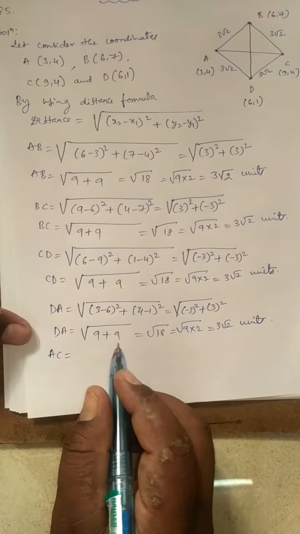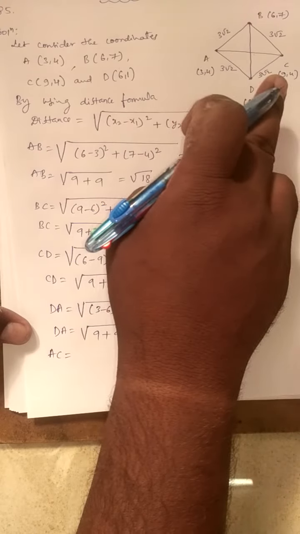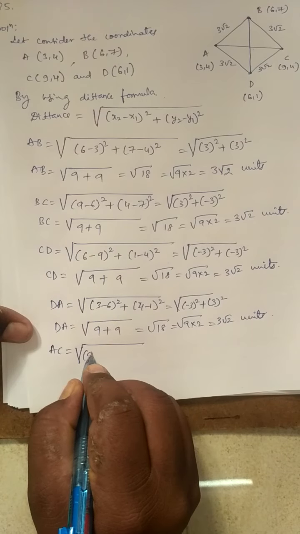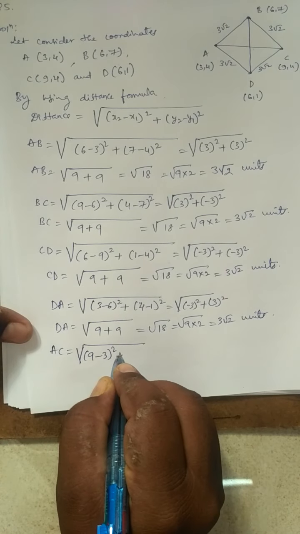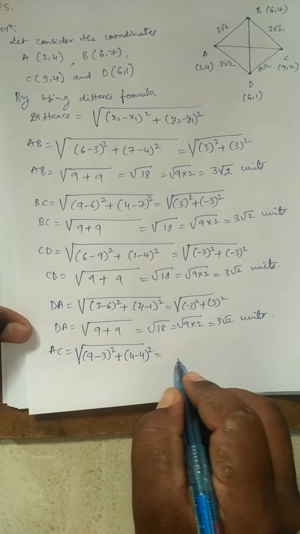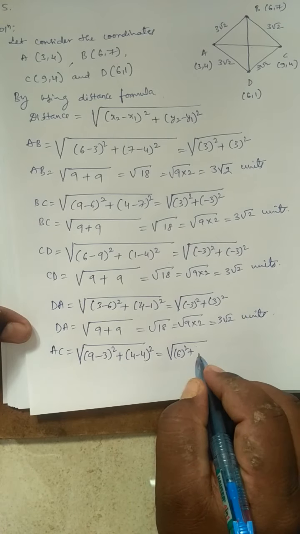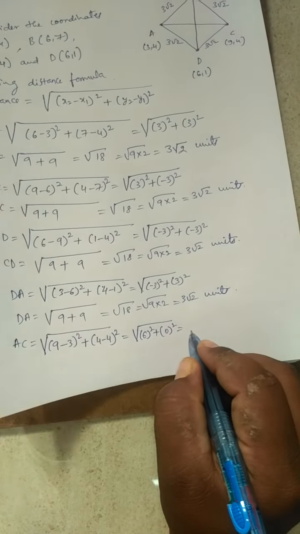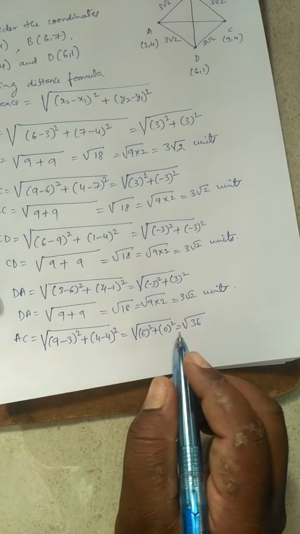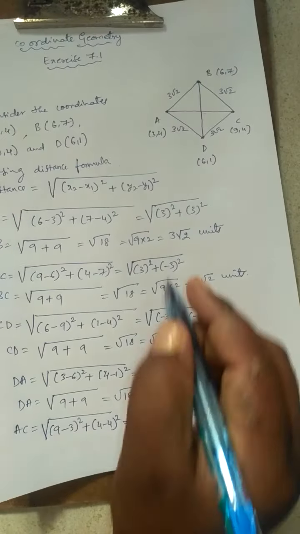So how to find AC? This is x1 y1 and this is x2 y2. It means we have to find the distance between two coordinates. AC is equal to under root (9 minus 3) square plus (4 minus 4) square. Here 9 minus 3 is 6 square, 4 minus 4 is 0 square. So it becomes root 36 plus 0, which is 36 only. Root 36 value is 6 units. So AC is 6 units.